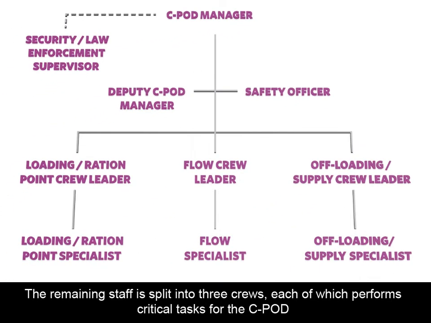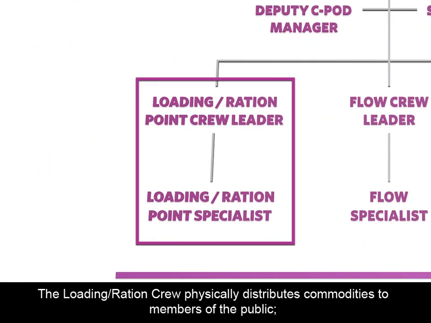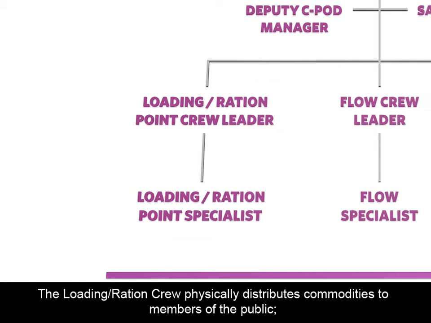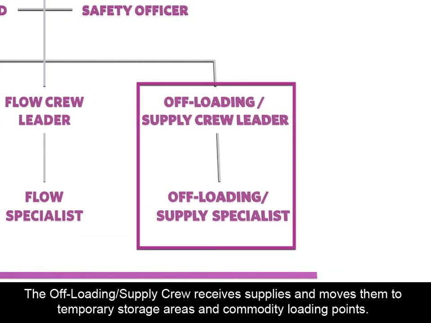The remaining staff is split into 3 crews, each of which performs critical tasks for the C-pod and has a crew leader to oversee those tasks. The loading ration crew physically distributes commodities to members of the public. The flow crew manages lines, and the flow crew leader serves as the public face of the C-pod. The offloading supply crew receives supplies and moves them to temporary storage areas and commodity loading points.